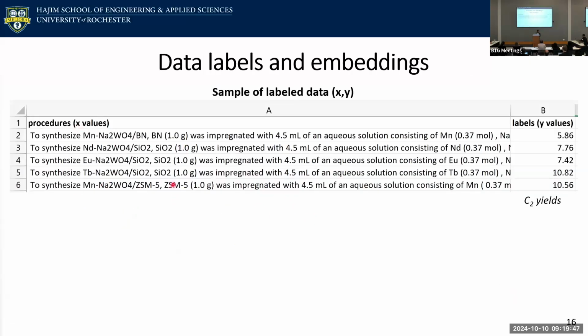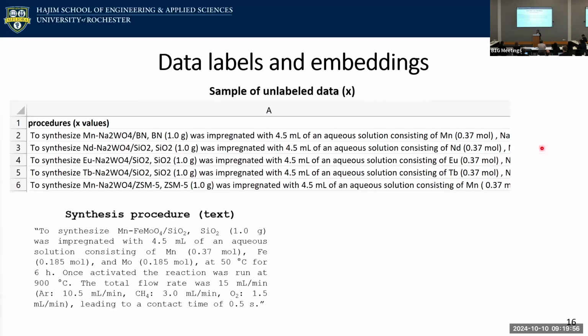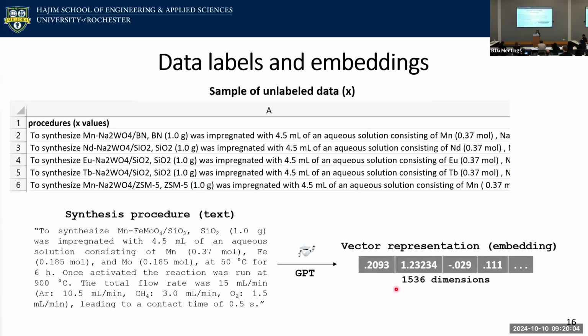If we take a subset of that pool of 12,000 experiments, we have the procedures, these are our X values. We have the labels, which are our C2 yields, these are our Y values. And so effectively, during the embedding time, we take the synthesis procedure that we write out along with the reaction conditions that are available, and we put it into GPT to get this vector representation of the embedding.